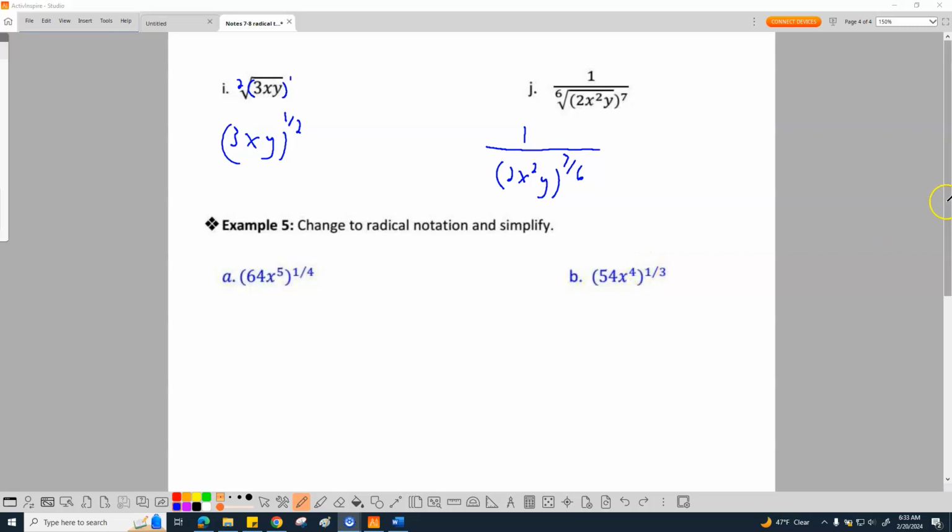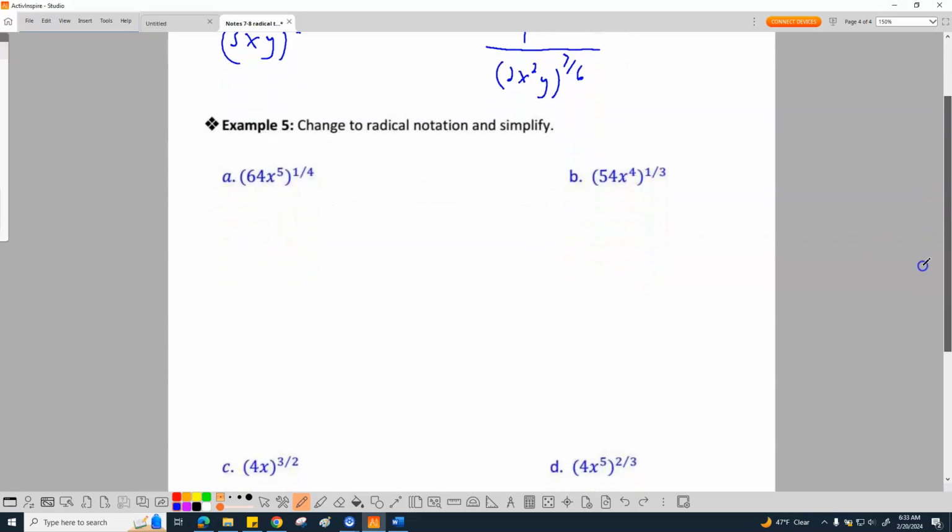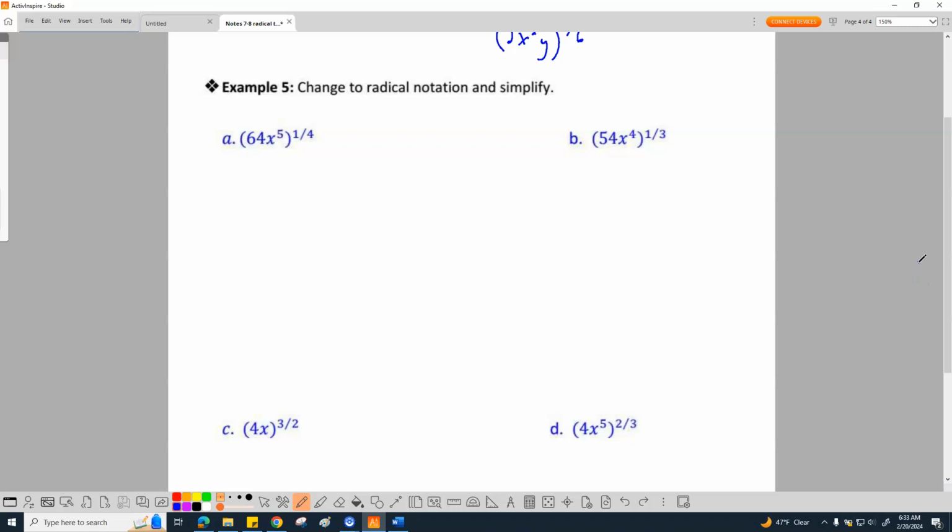All right, I'm going to go ahead and work these problems. These are the problems that have the most work to them. So read the instructions: change to radical notation. Radical means this, y'all. That's that. And then simplify. So we're going to spend some time on these.